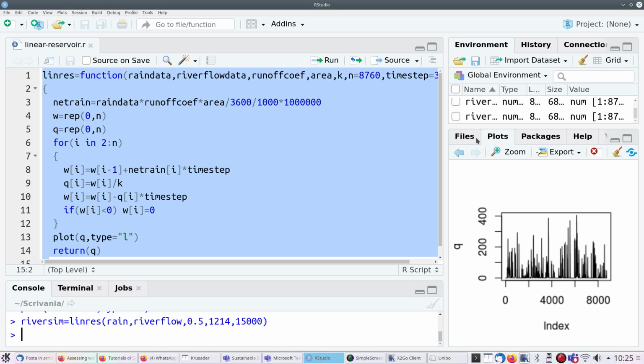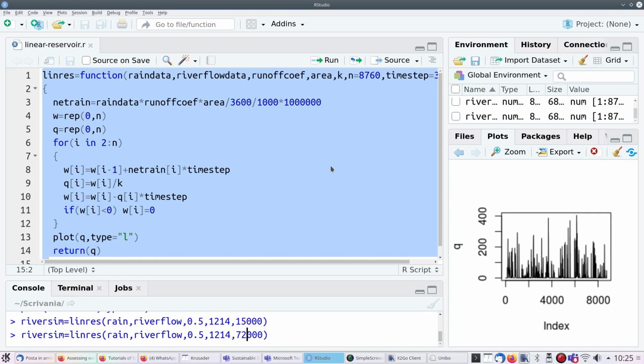As I said, my preliminary guess for this catchment is like 20 hours. 20 hours times 3,600 is 72,000, not 15,000. So let me change this. Look at the bottom of the screen. I am changing to 72,000.